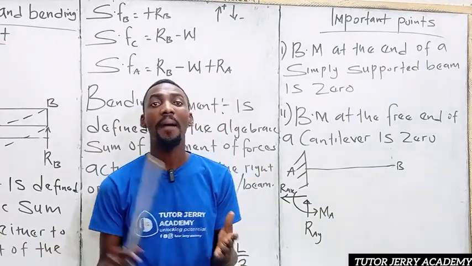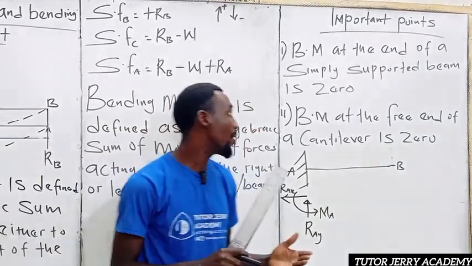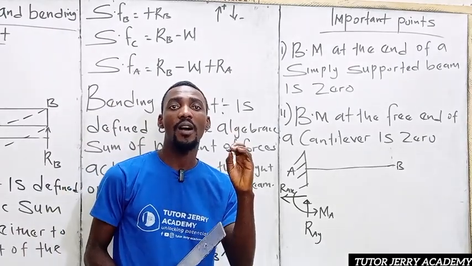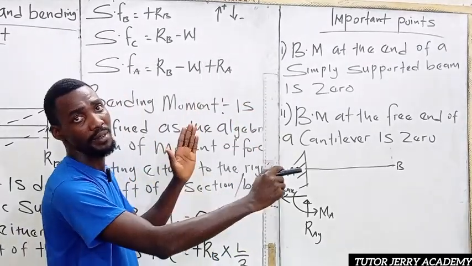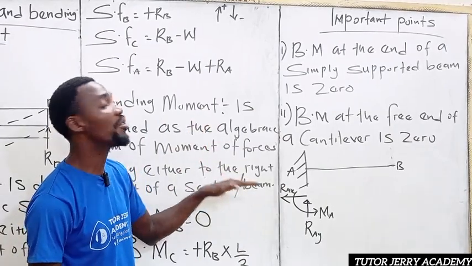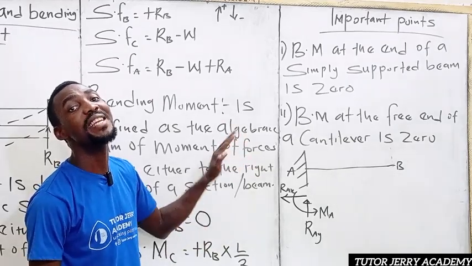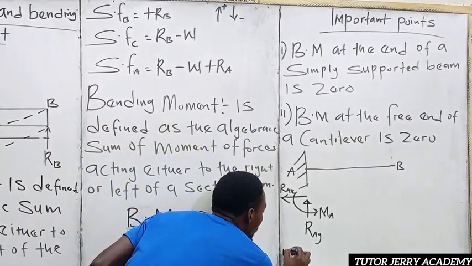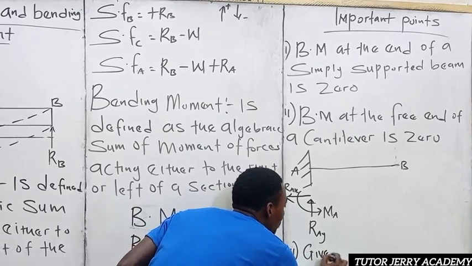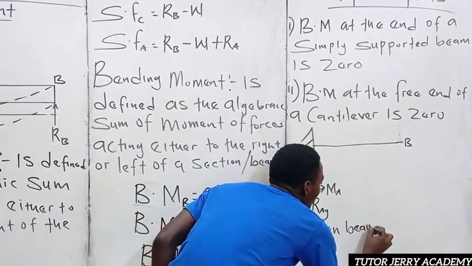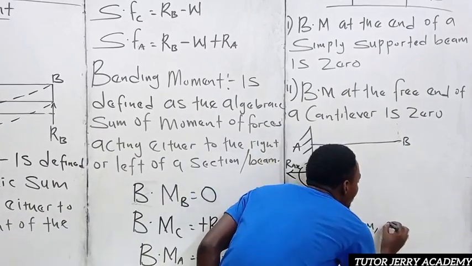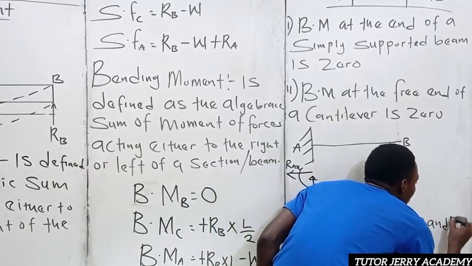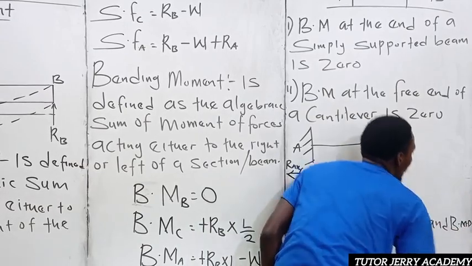All right, so another thing you need to take note of is this, that if you want to draw your shear force diagram and bending moment diagram, the first thing we draw is the given beam, followed by the shear force diagram, then followed by the bending moment diagram. Please take note of that. The given beam, then followed by the shear force diagram, and followed by the bending moment diagram. All right.